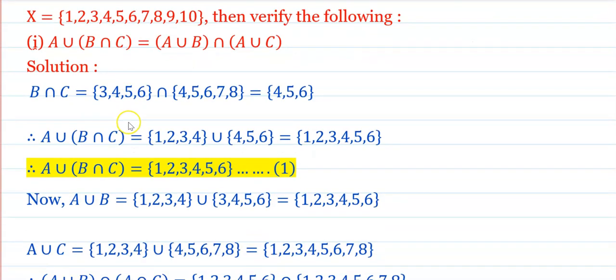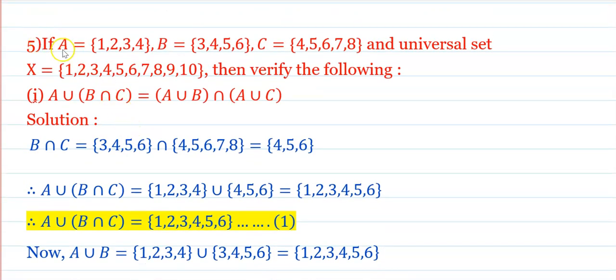Next, question number 5. If A = {1, 2, 3, 4}, B = {3, 4, 5, 6}, C = {4, 5, 6, 7, 8} and the universal set is {1, 2, 3, 4, 5, 6, 7, 8, 9, 10}, then verify the following: A union (B intersection C) is equal to (A union B) intersection (A union C).